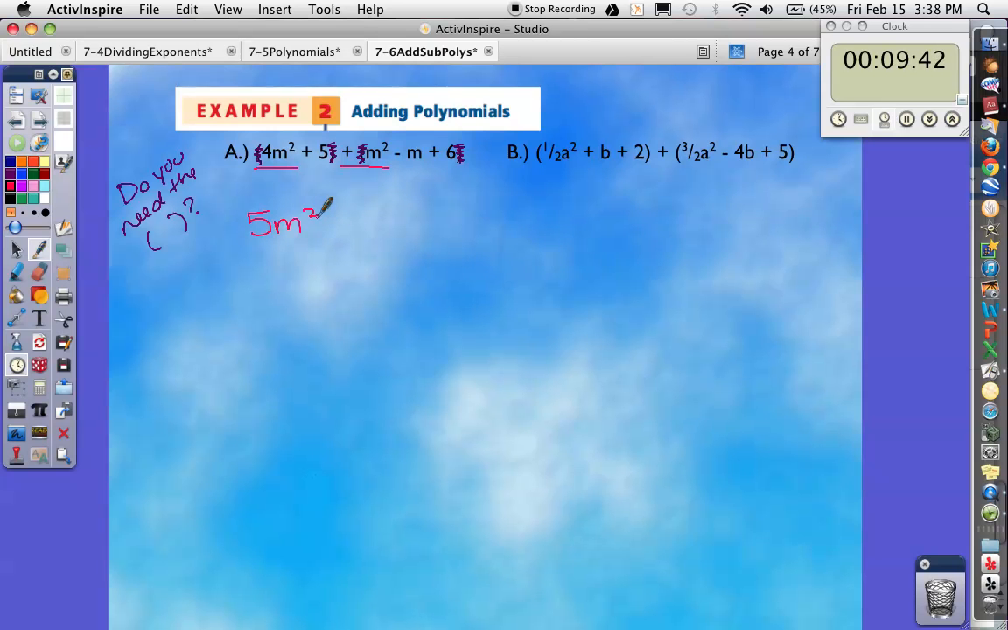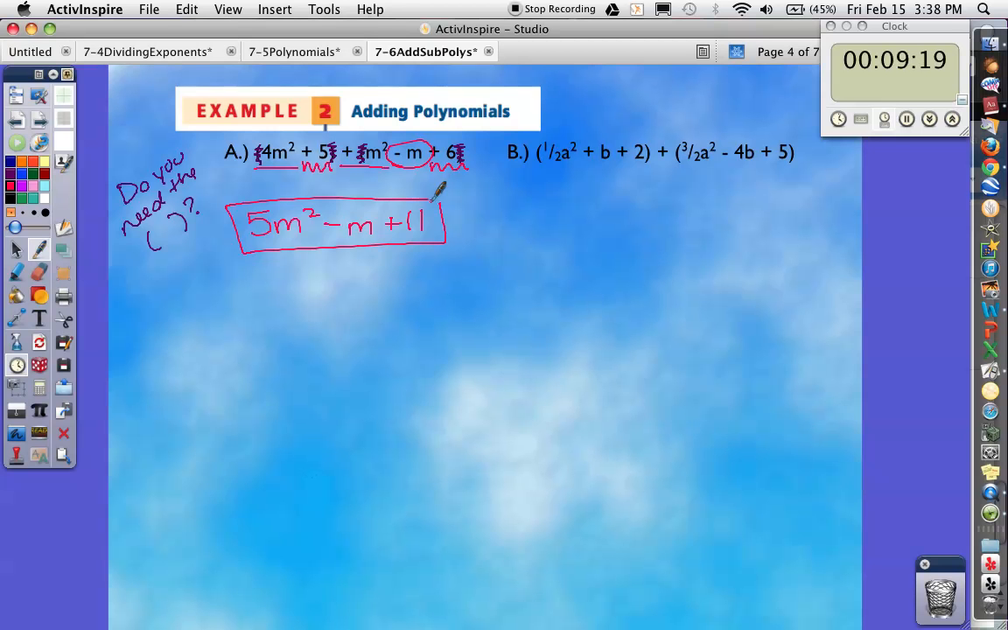My next term that I would want to write, if it's in standard form, would be an m. Here's my m right here. There's nothing like to add to it, so I just have a minus m. And the last term would be the constants. So I'm putting it in standard form. That's as far as I can simplify it right now. Try the next one. Try B.